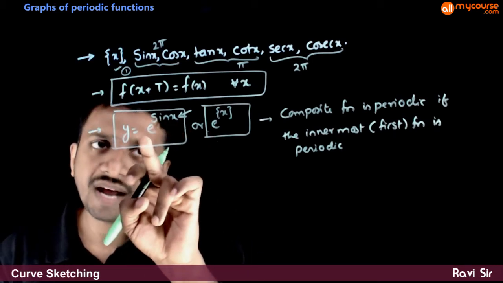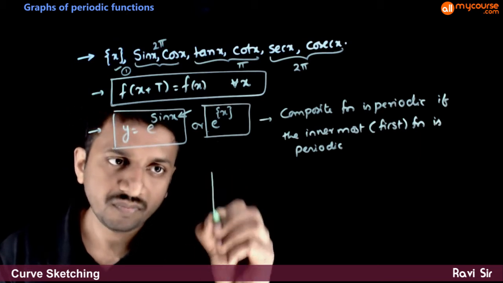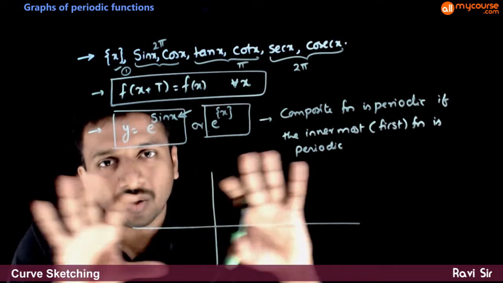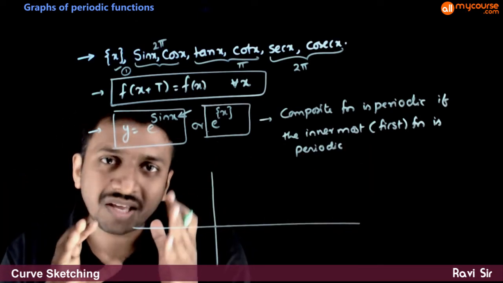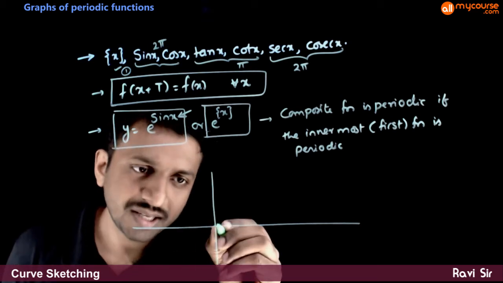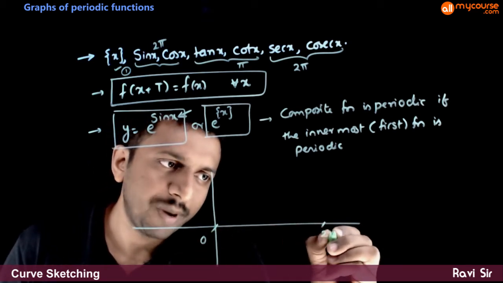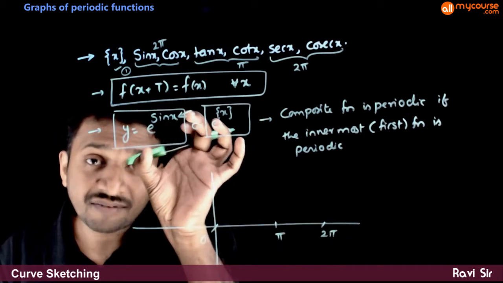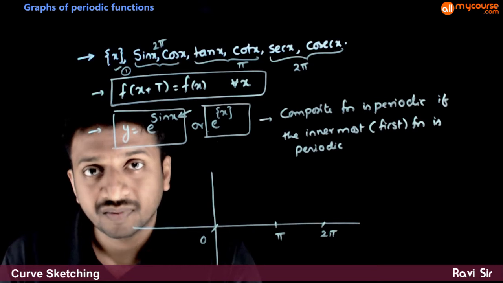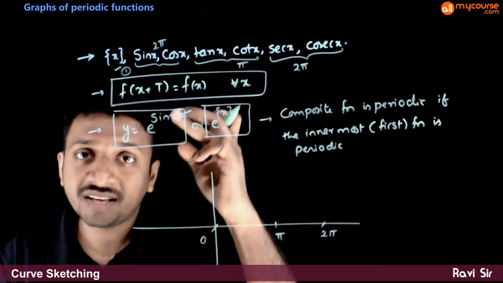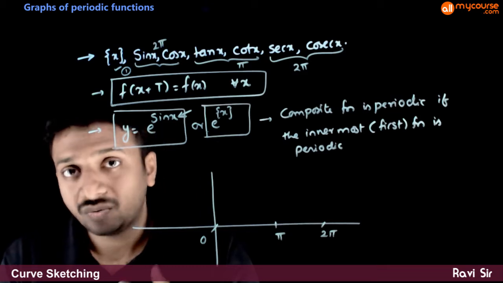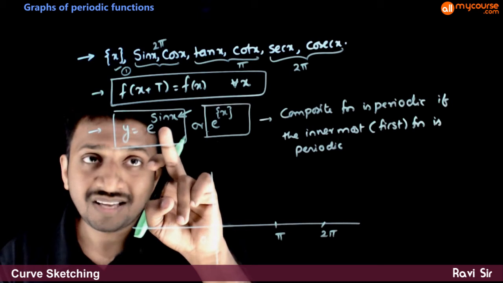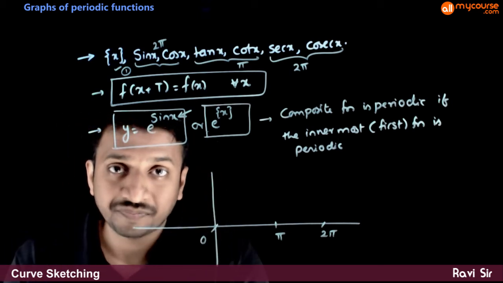So if you want to draw the graph of e power sin x, you don't need to think about the whole thing. You just need to think about one particular period. So let us take 0 to 2 pi. You have a pi here. So let us try to draw the graph of this within this period. There is no direct shortcut to find the graph of this. We have seen different ways of transformation, but e power sin x is not a standard transformation.